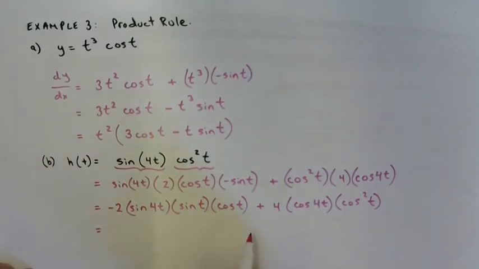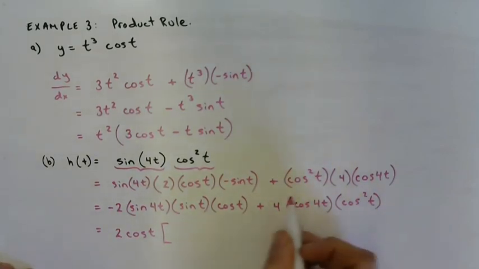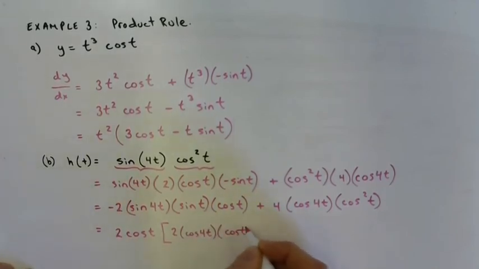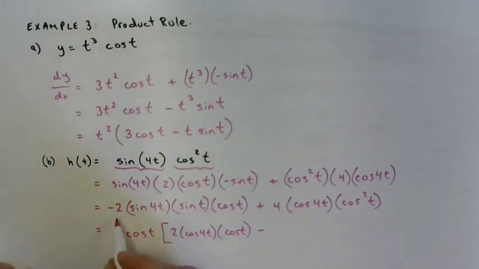And then we're looking for factors. We have a factor of cos t here and 2 factors of cos t here, and we have a factor of 2 in each. And because this term is negative, I'm going to put this term second. So we're going to factor out 2. We're going to factor out cosine of t. Then I'm going to say what's left from this term here, which is going to be 2 times the cos of 4t times the cos of t. And we're subtracting this piece.